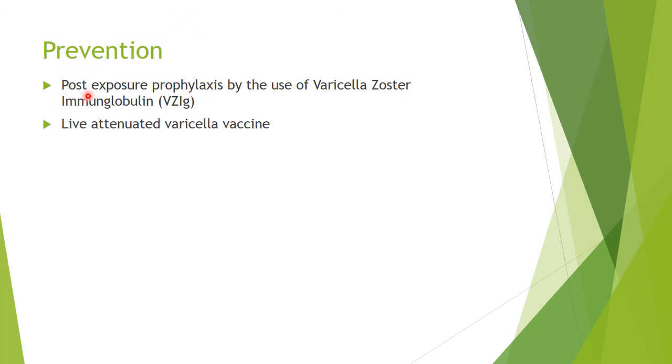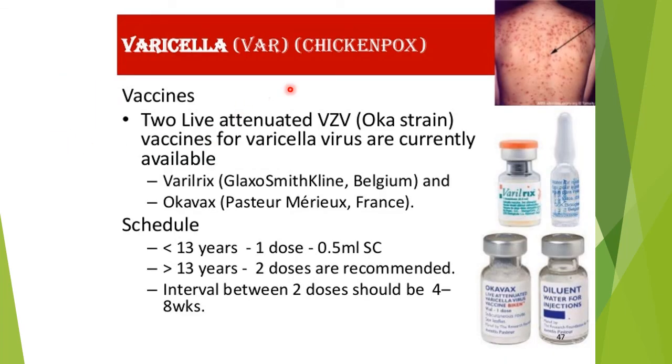So prevention can be done by post-exposure prophylaxis with varicella zoster immunoglobulin or the use of the live attenuated varicella vaccine. The vaccine is a live attenuated vaccine and the commercial names are Varilrix and Okavax. For children less than 13 years, a single subcutaneous dose is enough, but after 13 years 2 doses are recommended, and the interval between the 2 doses should be 4 to 8 weeks.